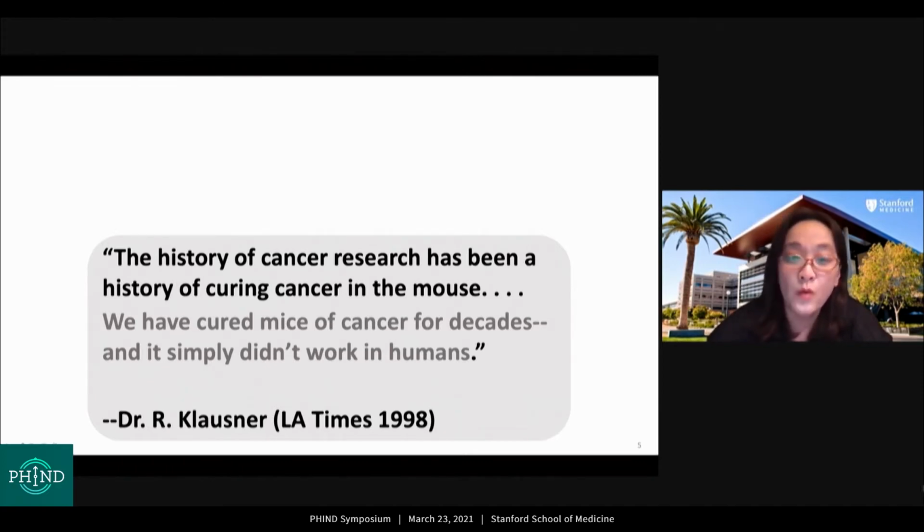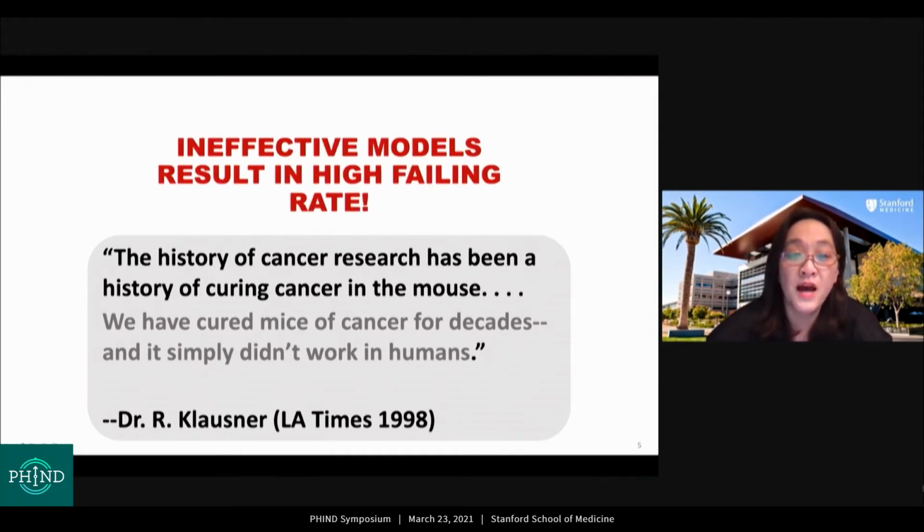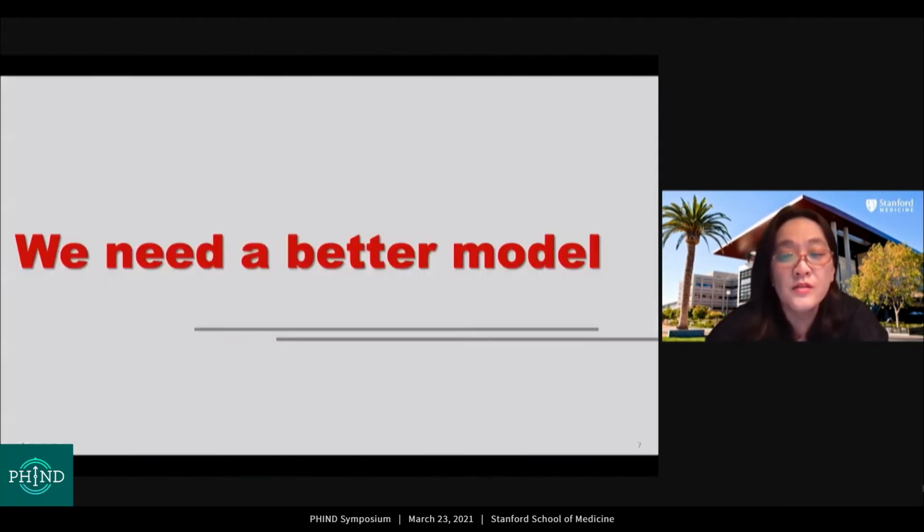And we all know that ineffective models result in a high failure rate. 9 out of 10 drugs cannot even go into clinical trial. So effectiveness is also very important. Animal models are not the option. What kind of model is better, as a surrogate, better than the animal model?